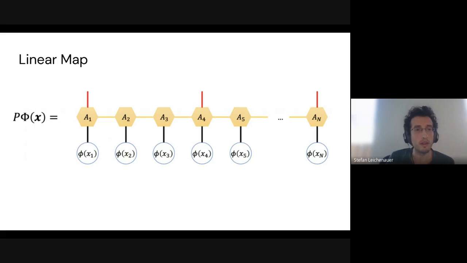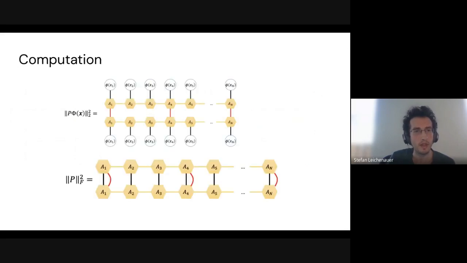The linear map is just obtained in tensor network language like this. We take the features and we map them. And then the terms in the loss function are easily constructed. The experts will recognize these as just the operator norm and the norm of the mapped features.